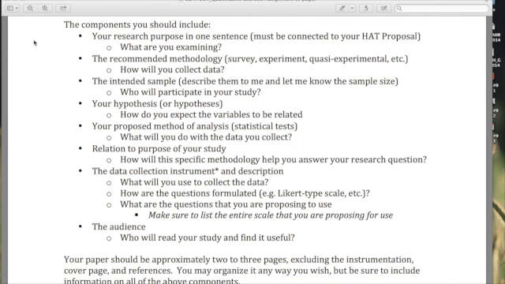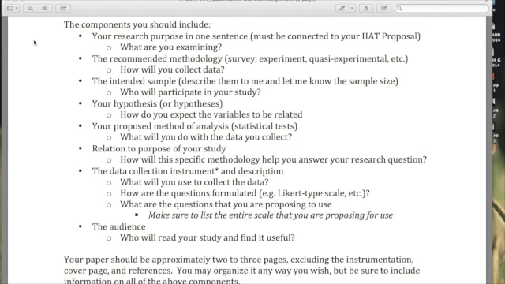The relationship to your study is the next thing you're going to want to talk about, which is how will this specific methodology answer your research question? Remember that methodology doesn't drive question development. Question development drives methodology. So we pick a method based on our question, but here I want you to talk about how you think this specific methodology could help you answer your research question.